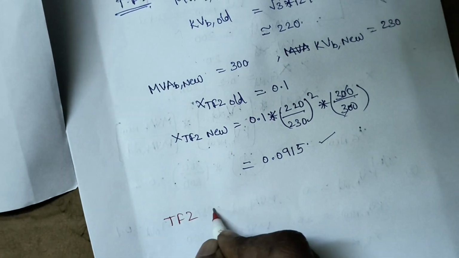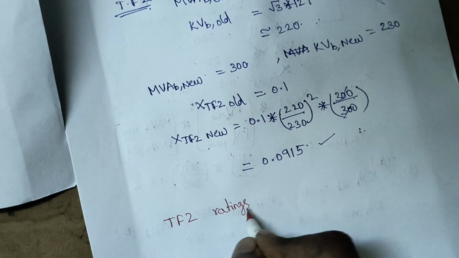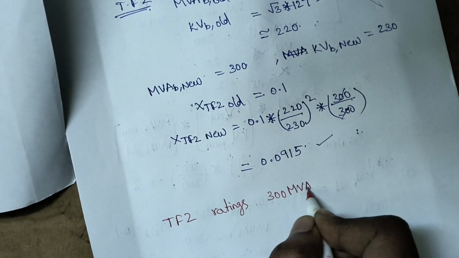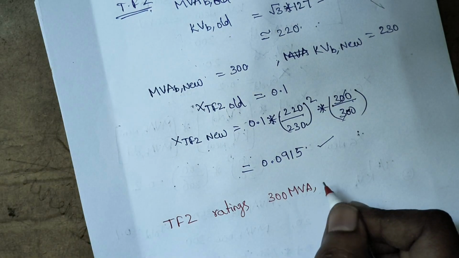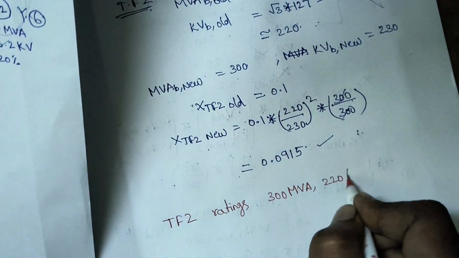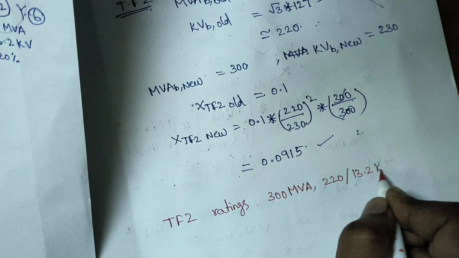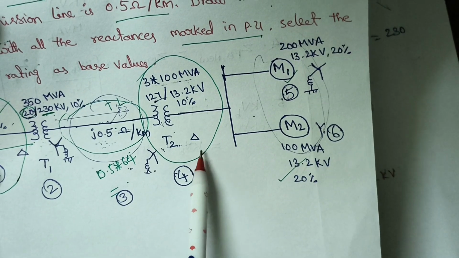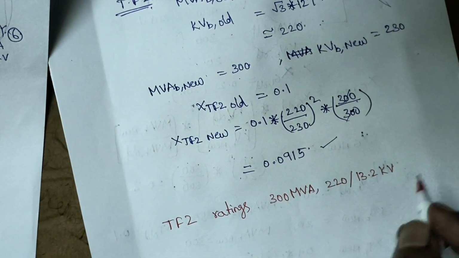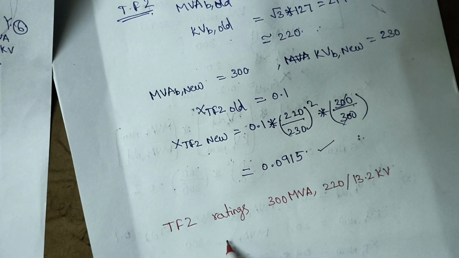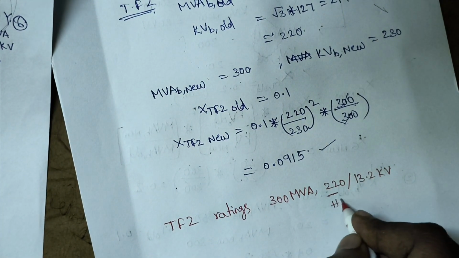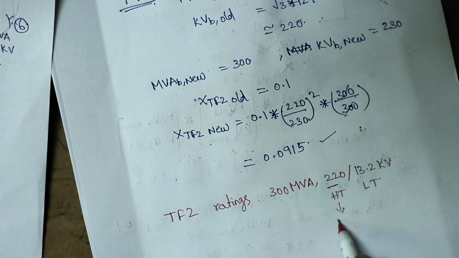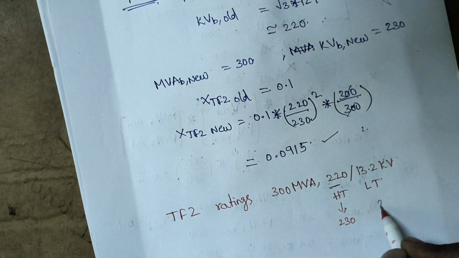Transformer 2. What are the ratings? That is 300 MVA, comma 127 into root 3 by 13.2 kV. How did we get 220 by 13.2 kV? Because this secondary is delta. In the delta, phase voltage is equal to line voltage, 13.2 kV. So this is the HT side and this will be the LT side. On the HT side, base kV is 230. On the LT side, base kV you need to find.